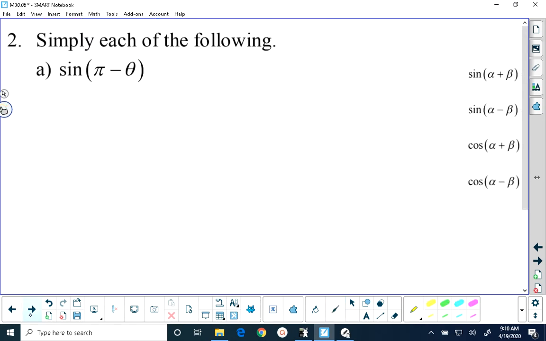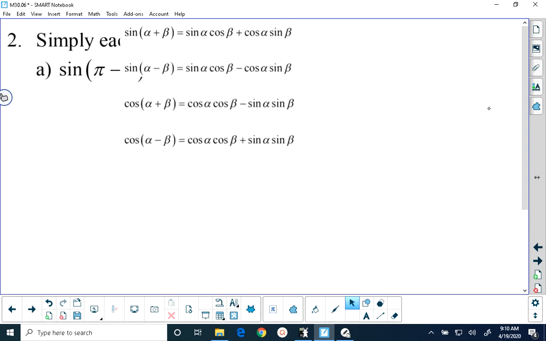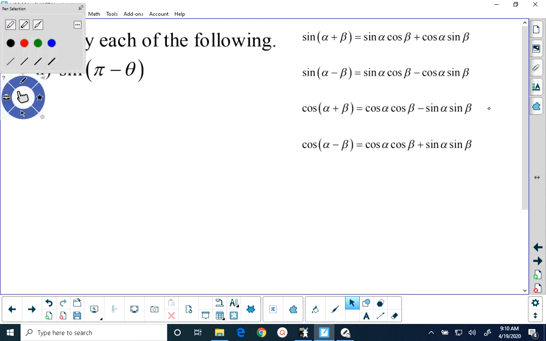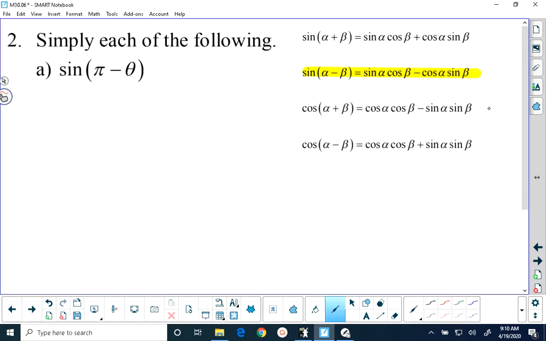Let's take a look now at example 2a. You're asked to simplify sine of pi minus theta. At first you look at this and you kind of wonder, well, how can you simplify that? The answer is that you're going to use an identity that matches that. So we do have an identity for sine of an angle minus an angle. It's equal to sine of the first angle multiplied by cosine of the second minus cosine of the first angle multiplied by sine of the second.